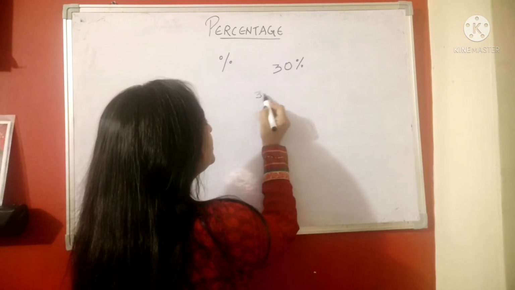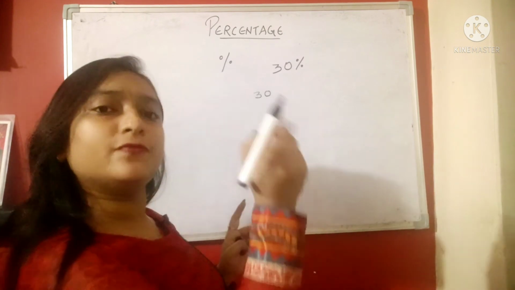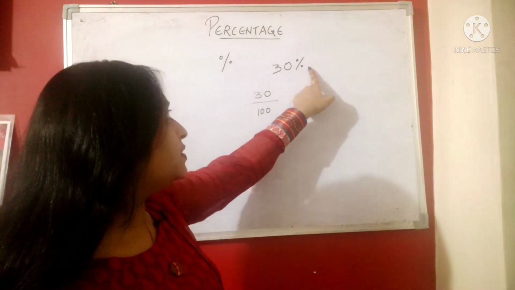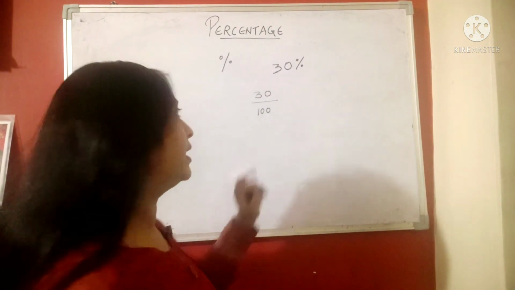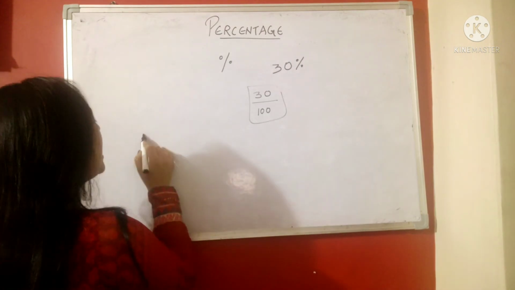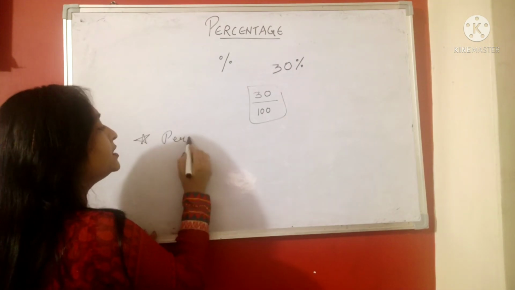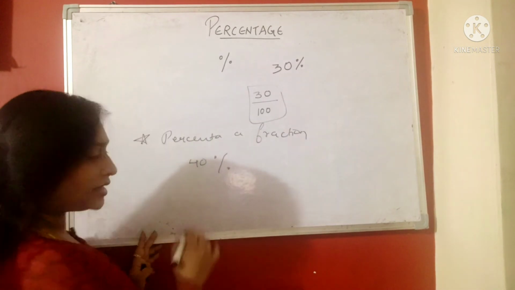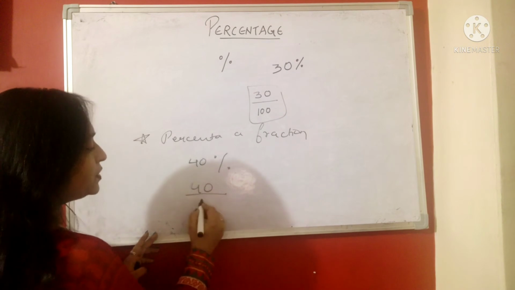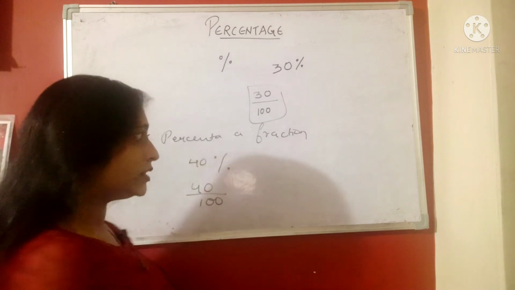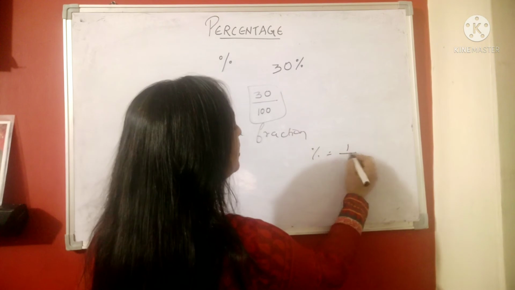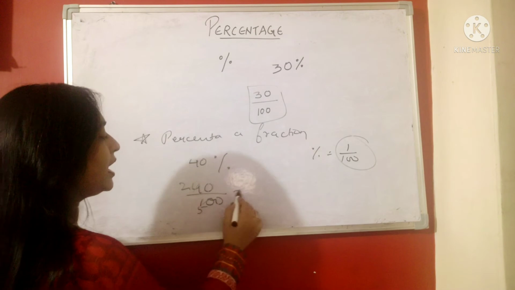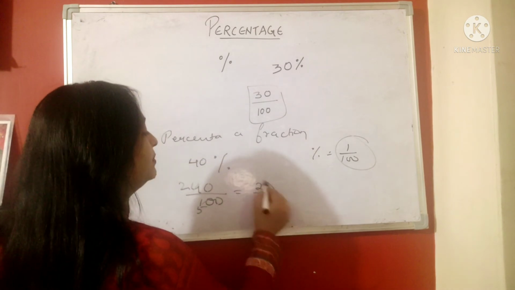This 30%, if I have to convert it into a fraction, will be 30 upon 100. Now this percentage sign will be removed and the denominator will become 100. So if we have to convert a percentage into a fraction, then we simply remove the percentage sign, and in place of it we write 100 in the denominator. This percentage means 1 upon 100, right? Then we simplify, and 2 upon 5 becomes the fraction.